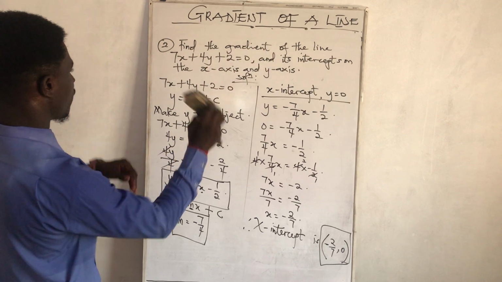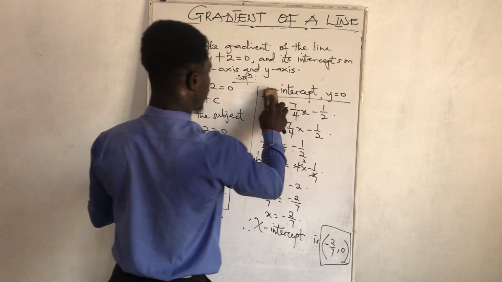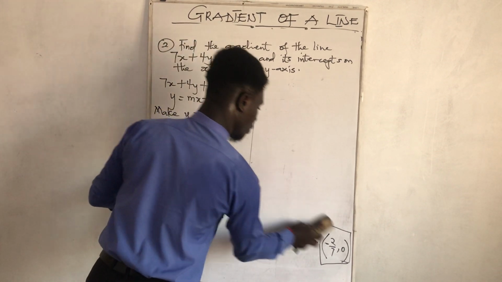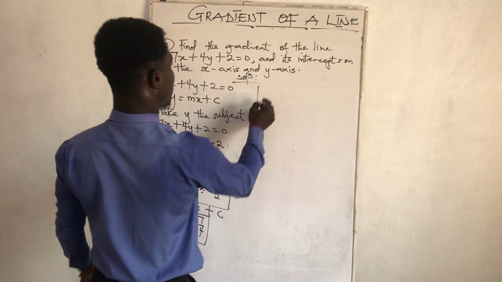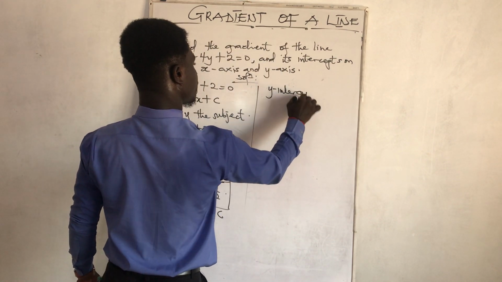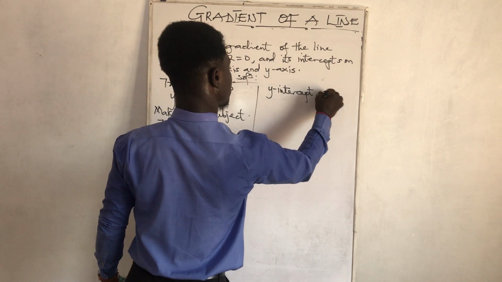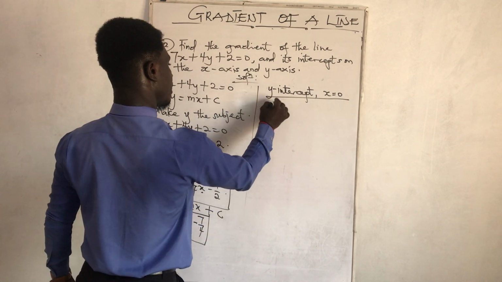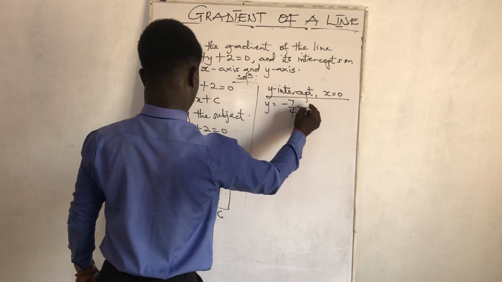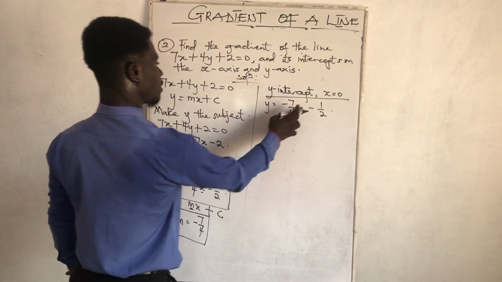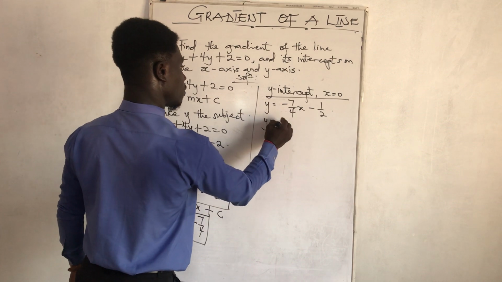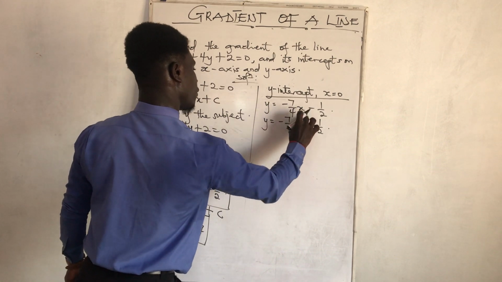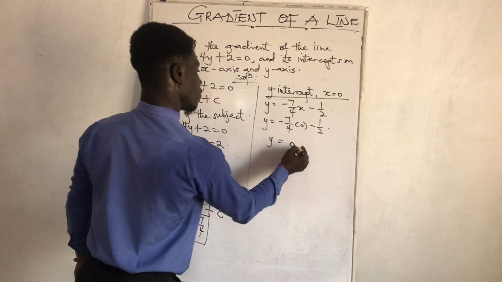Alright, so they say we should find the y-intercept. So how do we find the y-intercept? If you want to find the y-intercept, x equals 0. So for the y-intercept, I have y equals minus 7 on 4x, then minus half. So if x equals 0, wherever I see x, I place in 0. So y equals minus 7 on 4 times 0, then minus half, right? So minus 7 on 4 times 0 is 0. So y equals minus half.